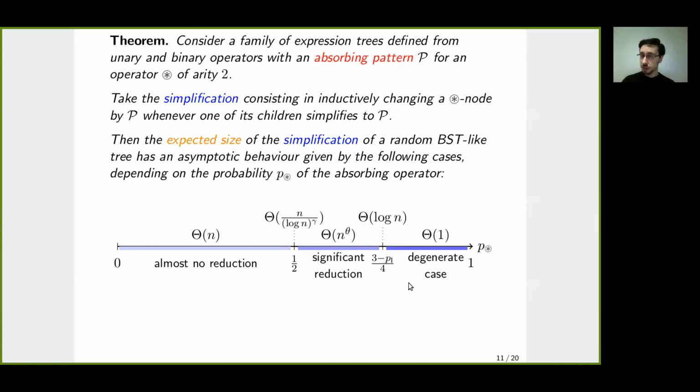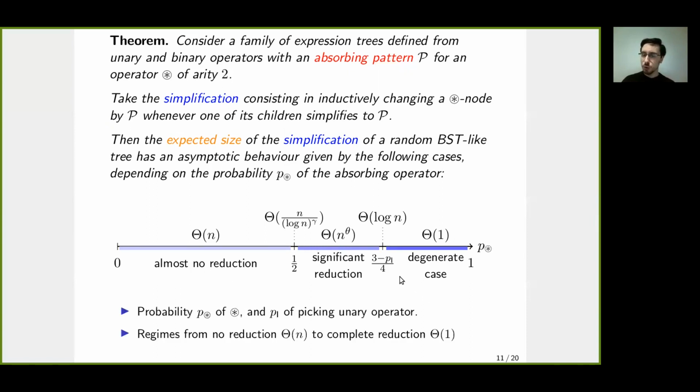And then there's a second threshold, which depends also on the probability P1 of picking a unary operator. And there, the size after reduction of a tree with n nodes is on average just log of n. And after that, we have a degenerate case, pretty much as in the uniform trees. So we see that we have the whole range of behaviors from no reduction at all to the degenerate case.